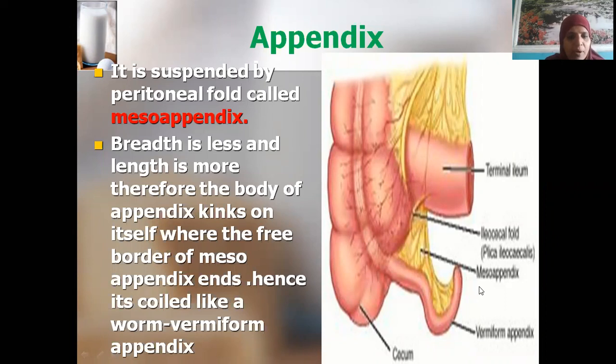Okay. The free border of the mesoappendix, wherever it is ending. See, this is the free border of the mesoappendix. So it starts folding like this, like a worm, an earthworm. Hence it is called the vermiform appendix.